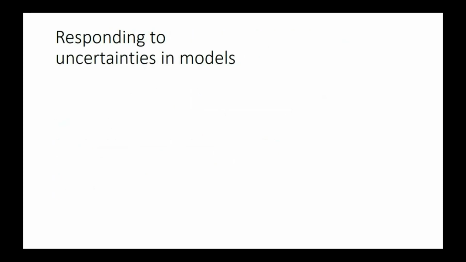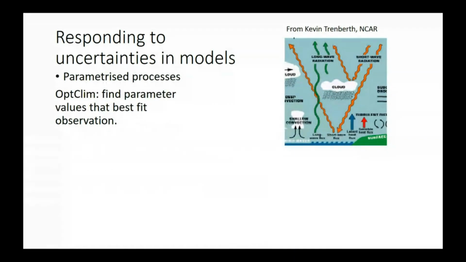It's all to do with responding to uncertainties in models. These arise from having imperfect information as inputs to the model and having imperfect representation of physical processes within the model. And we seek to respond in two ways. As you've seen already, many processes in the model are parameterized. And the goal with OPTCLIM is to find parameter values that best fit observation.